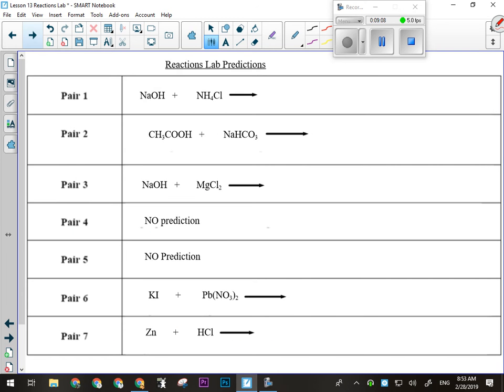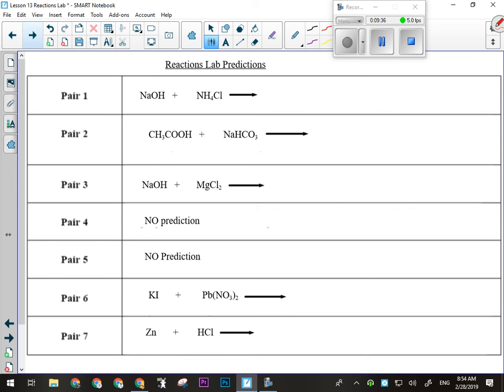All right, so here are our pairs. You'll want to fill this in a little bit on yours. You've got this exact table on the paper in front of you. You also have it on your Chromebook. You can choose where you want to do it. For pair number 1, I'm mixing sodium hydroxide with ammonium chloride. Now, just looking at this, what kind of reaction should that be?